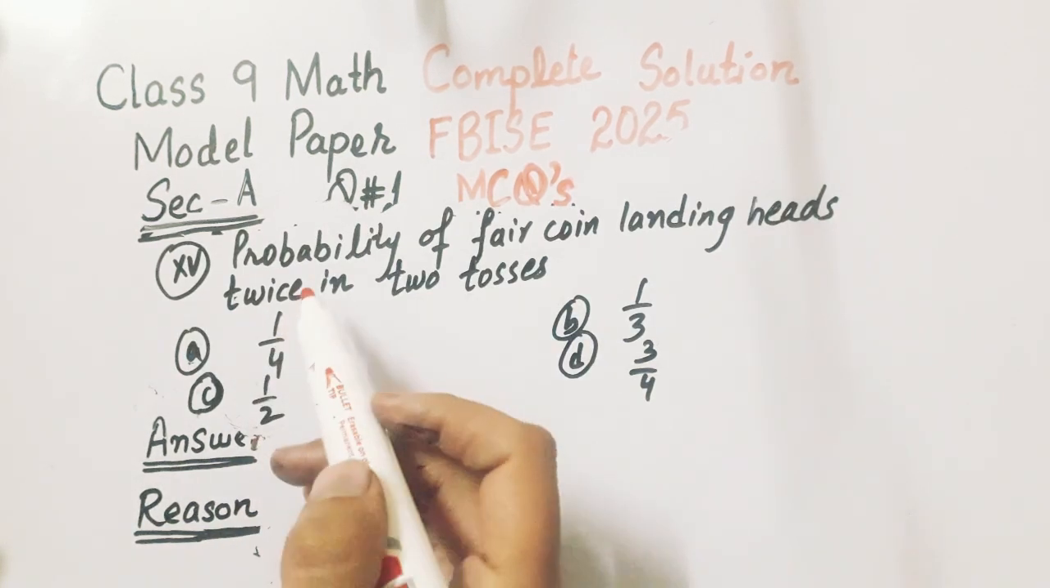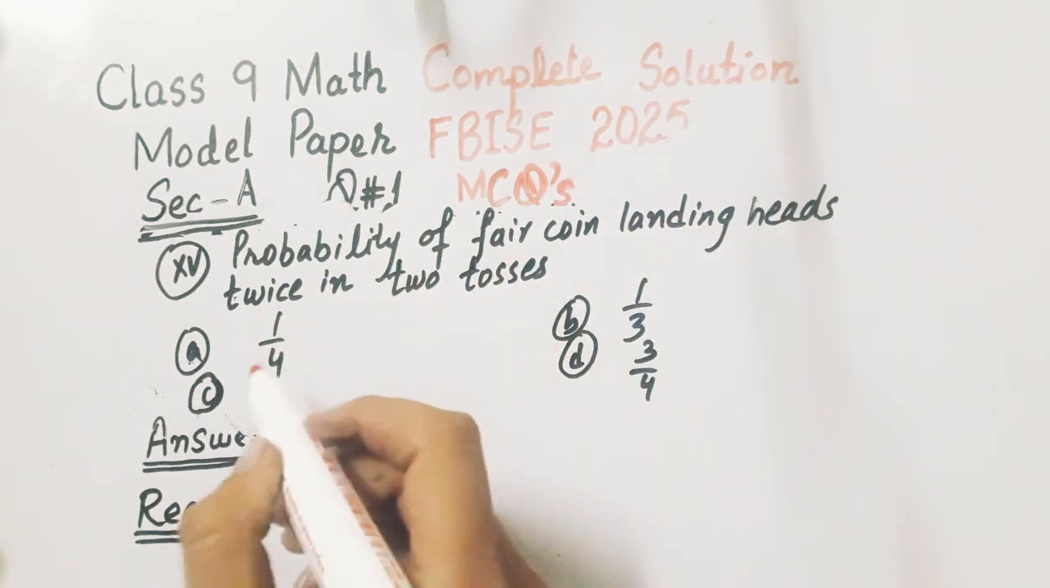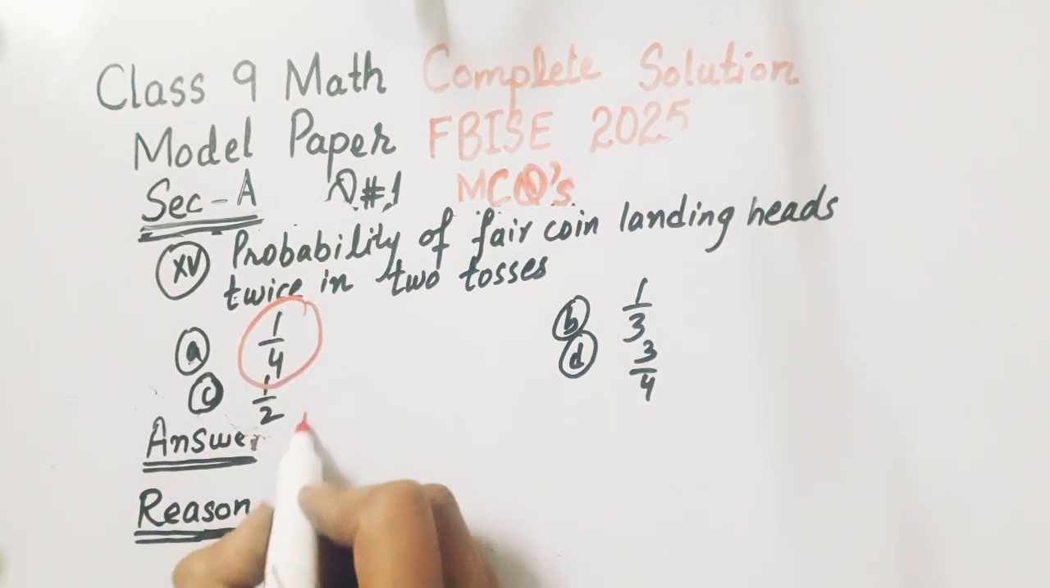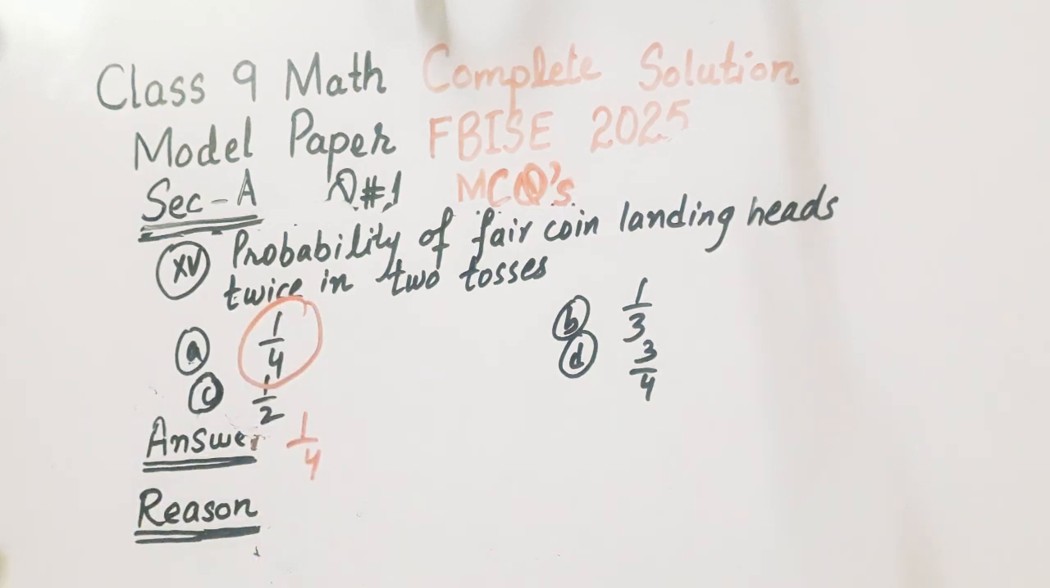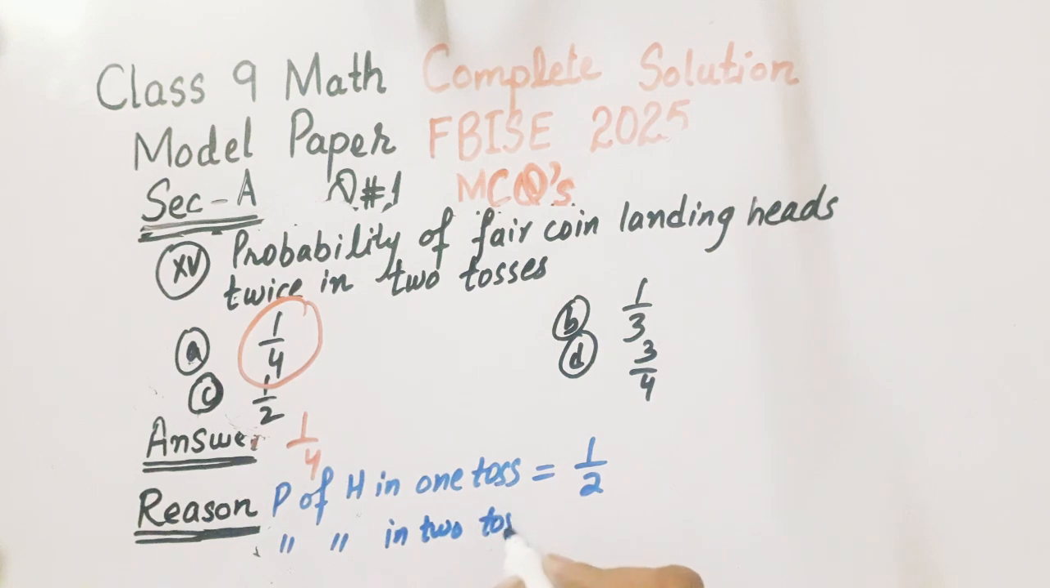Now the last MCQ is: probability of a fair coin landing heads twice in 2 tosses will be 1 by 4. And the reason behind this is, we know that probability of head in 1 toss is equal to 1 by 2. So probability of head in 2 tosses will be equal to 1 by 2 multiplied by 1 by 2. This will become 1 by 4. So this is the final answer.